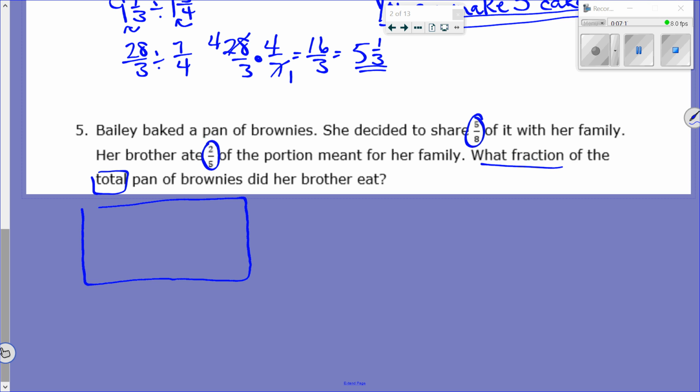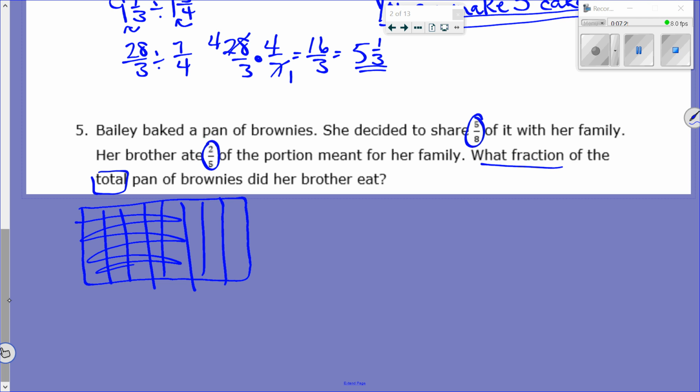So if I did my model, I had 5/8. So I'm going to do 8s for the first part. This is where I would do my colors. So I did color 5 of those. Now 2/5 is what he ate. So now my 5ths are going the other way. And he did 2 of those. So the total number that had 2 colors in there is this section right here. So 2 of the 5, which means 10 that had double colors. My whole thing is now 8 by 5, meaning 40, which I can now simplify by 10, gives me 1/4.